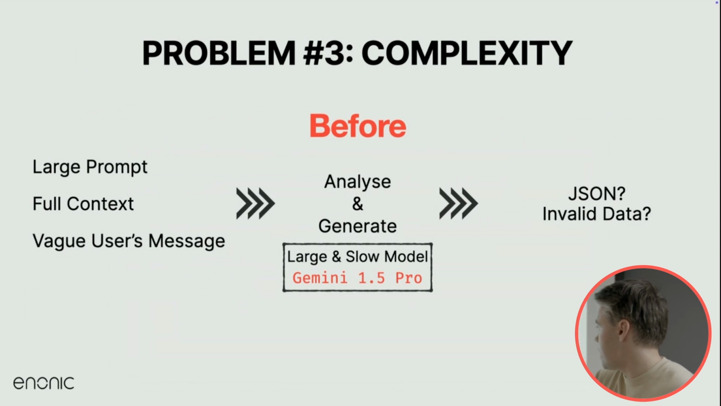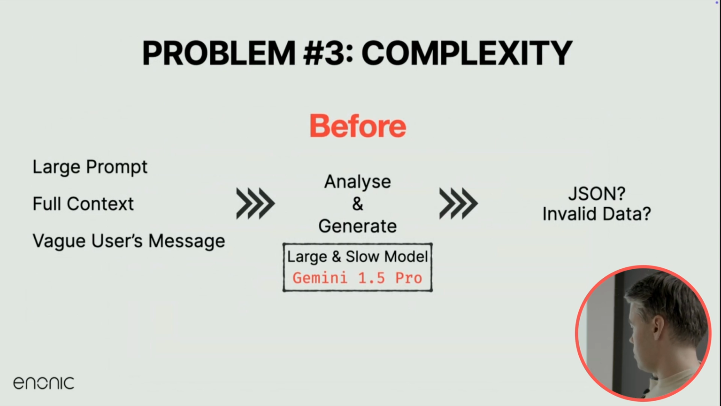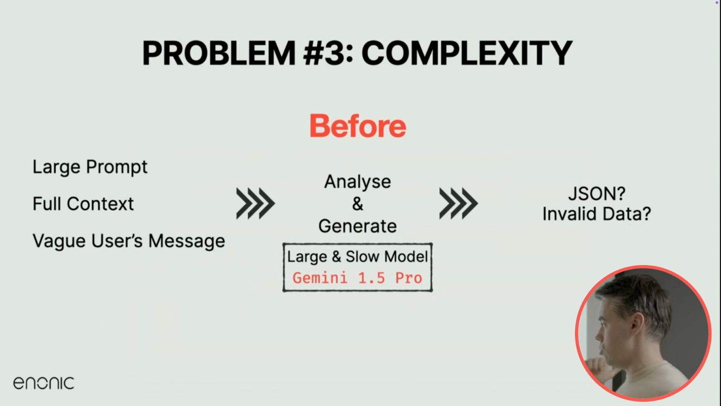Before, we were sending quite a large prompt. It was like universal, and we dumped the full context of the content. Also added the vague user's message. I'll show examples of such messages. And that request was aimed to both analyze and generate the response. Back then we used a larger model, but an older one. It was slow, but slow is not always bad.